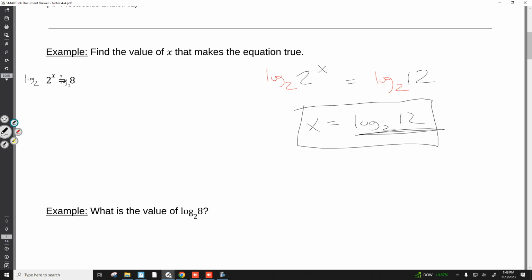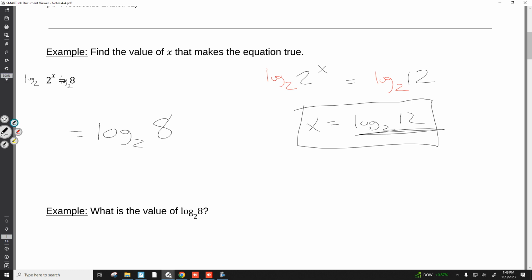Now, of course, we know that this answer is just 3. You look at 2 to the x equals 8, and you're like, oh, the power has to be 3. But the way we're going to be approached with this type of question is I'm going to say, hey, the log base 2 of 8. What does that equal? And you are going to get a numerical answer.